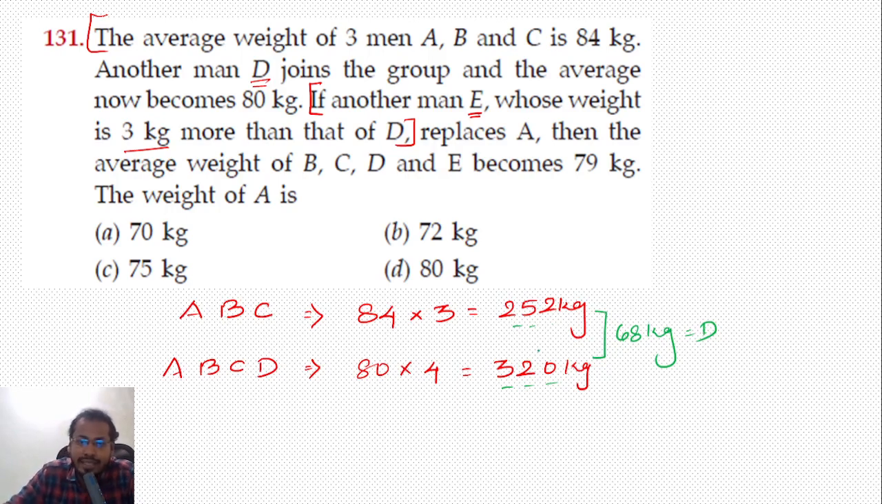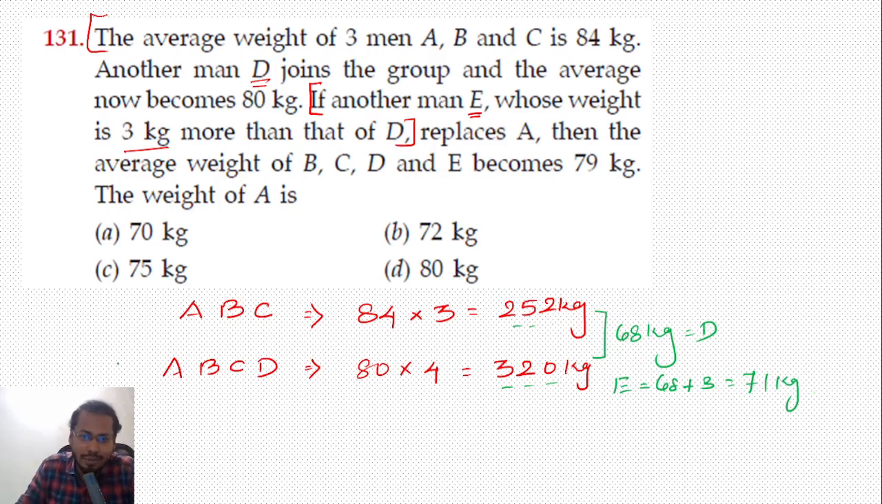So now look at E. So D is 68. If another man E whose weight is 3 kg more, then E's weight will be 68 plus 3. So it will be 71. This is the weight of E. கண்டுபிடிச்சிட்டோமா இது வரைக்கும்? Right. So D, E, everything is okay. Now he replaces A. Then the average weight of B, C, D and E becomes 79.